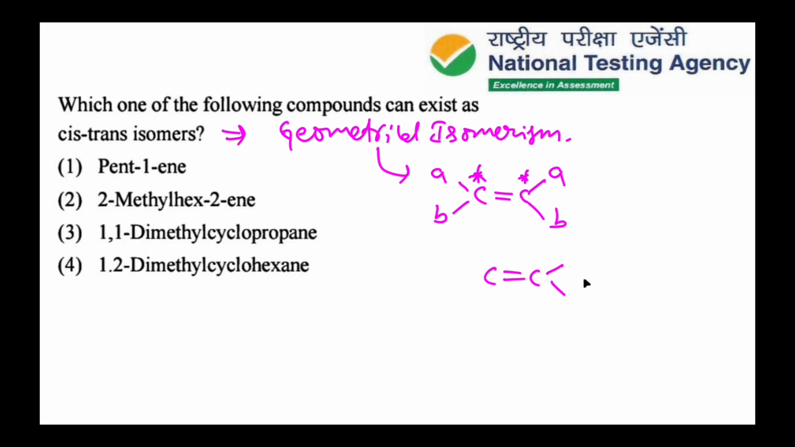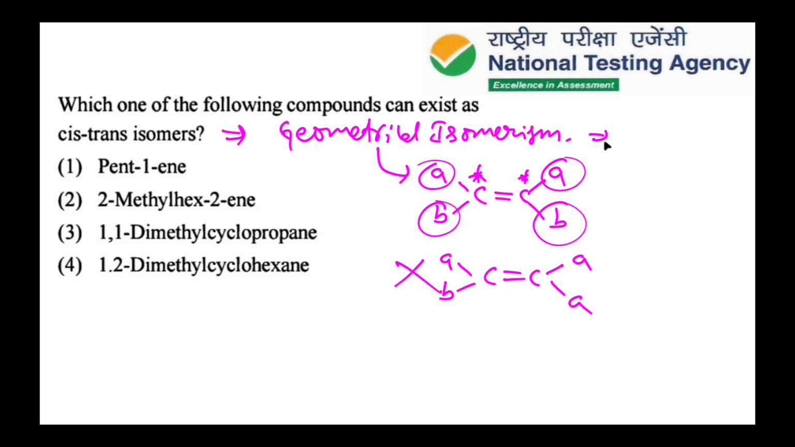If at least one carbon has the same type of groups, that molecule does not exhibit geometrical isomerism. Both carbons of the double bond in the alkene must each be attached to two different groups. Then only the molecule exhibits geometrical isomerism, that is cis-trans isomerism. If at least one carbon contains both groups the same, that type of molecule does not exhibit geometrical isomerism. So come to the first molecule, 1-pentene.